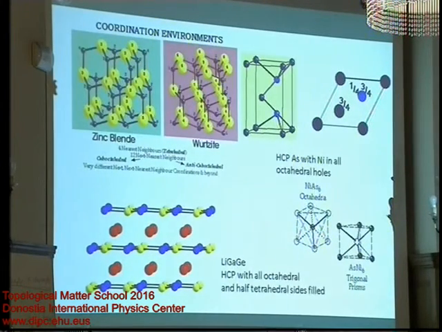You can fill all the octahedral sites. This is the so-called nickel arsenide structure. And you fill half of the tetrahedral sites. This is the wurtzite structure. But since it's an ABA structure type, the symmetry is lower. As I said, here the nickel is still surrounded by the arsenic in an octahedral way, but the arsenic is surrounded by nickel in a trigonal prismatic way.